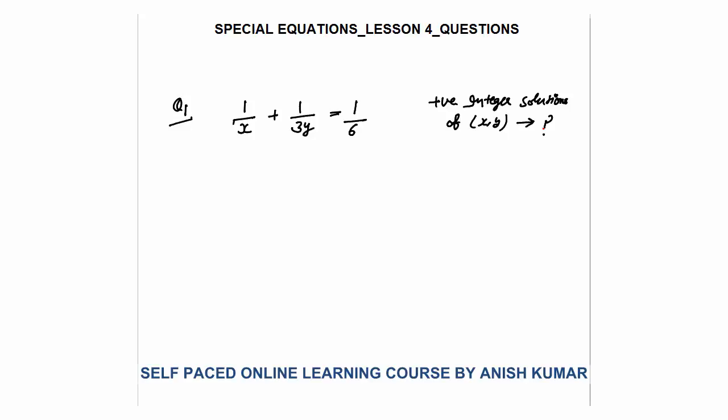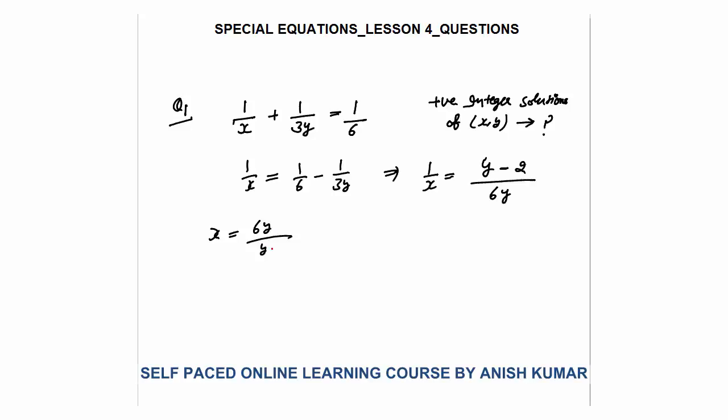Now, pause the video and try to solve this question yourself, as I have solved this kind of question in lesson 3. So, can I say 1 by x is equal to 1 by 6 minus 1 by 3y. This will be equal to, if you take the LCM, 6, can I say this is 6y, this is y minus 2. So can I say x would be equal to 6y upon y minus 2.